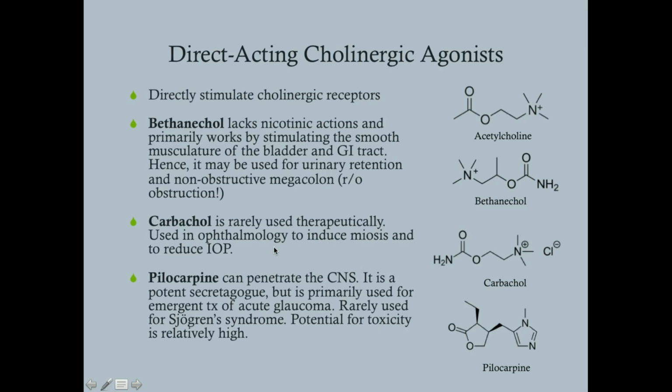Usually when you see it used, it's going to be as eye drops, to induce miosis and reduce intraocular pressure. Why does this reduce intraocular pressure? Because it stimulates contraction of the muscles of the eye that will open up Schlemm's canal and allow for drainage of the aqueous. And then you have pilocarpine. Pilocarpine, remember, can penetrate the CNS. It's therefore a very potent secretagogue, but it's primarily used for the emergent treatment of acute glaucoma.